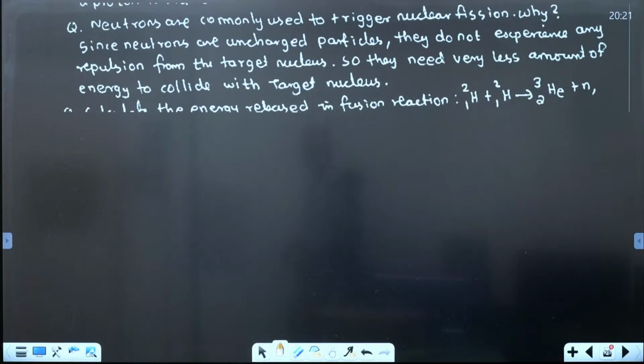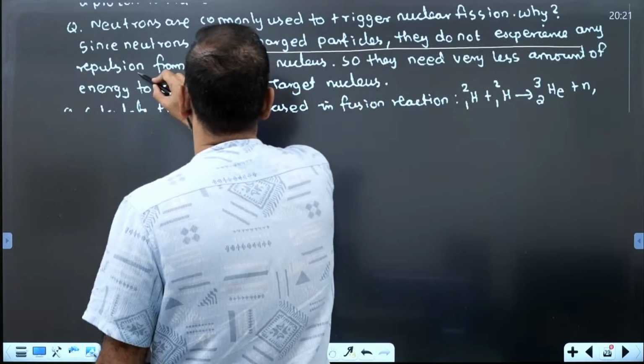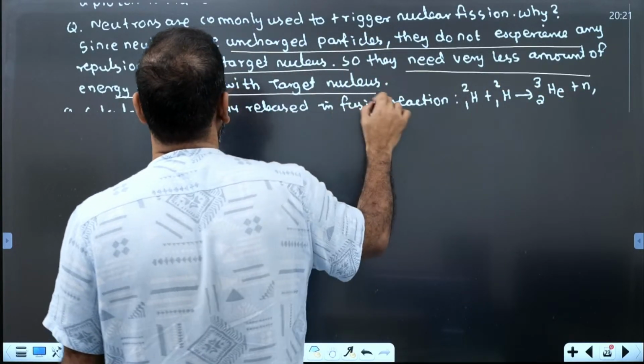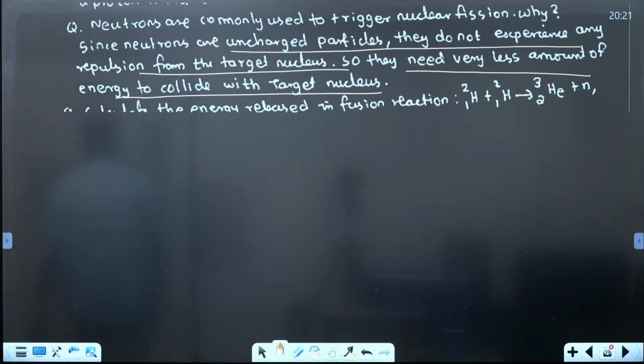Neutrons are commonly used to trigger nuclear fission. Why? Since neutrons are uncharged particles, they do not experience any repulsion from the target nuclei. So they need very little energy to collide with the target nucleus. That is the reason why we are using neutrons for nuclear reactions.